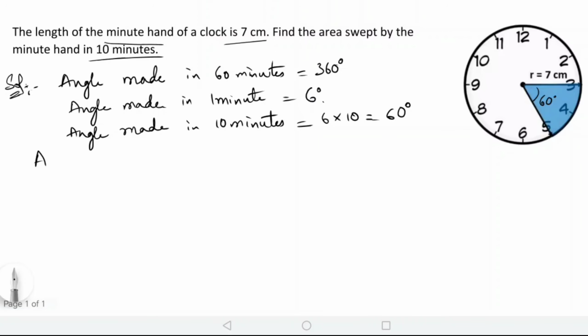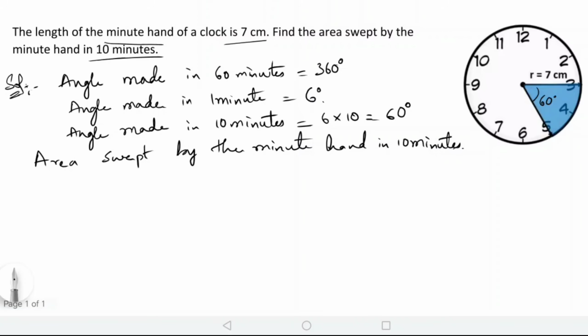Let us write down the area swept by the minute hand in 10 minutes. That is nothing but the area of the sector. So the area of the sector formula is theta by 360 degrees into pi r square. So theta is 60 degrees by 360 into pi is 22 by 7 into r. R is 7, so 7 square.